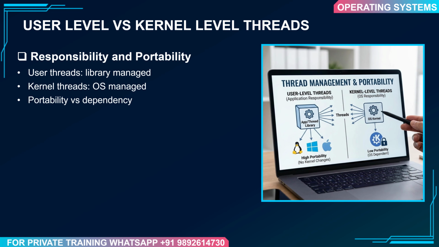Now, let us briefly compare these two models in terms of responsibility. In user-level threads, the application or thread library is responsible for thread management. In kernel-level threads, the operating system takes on that responsibility. This difference also affects portability. User-level thread libraries can be implemented on different operating systems without changing the kernel. Kernel-level threads depend heavily on OS support.